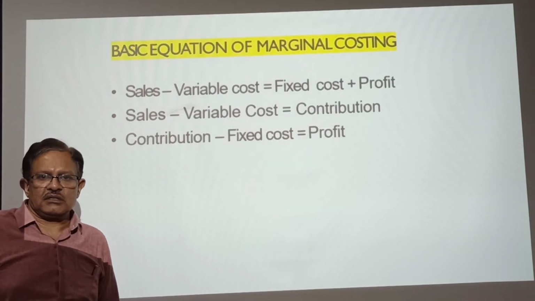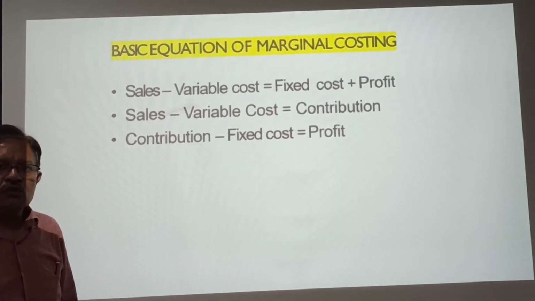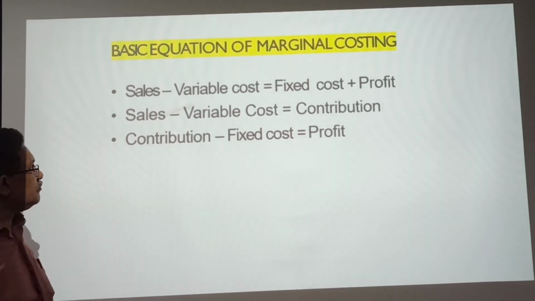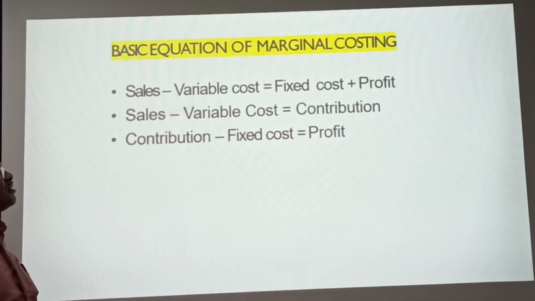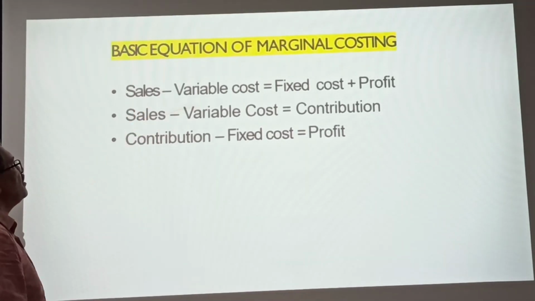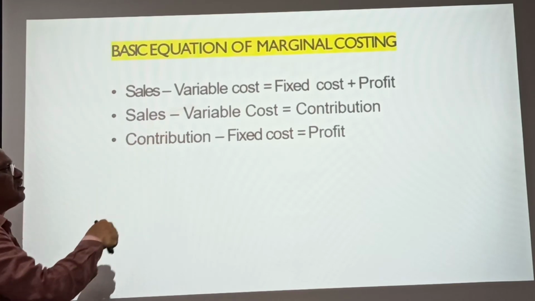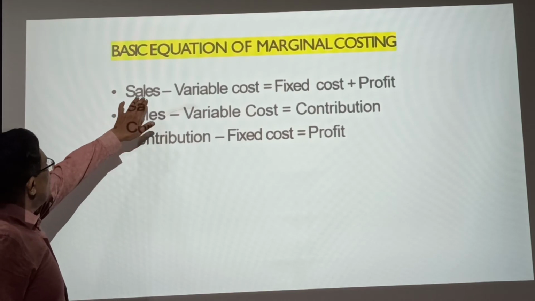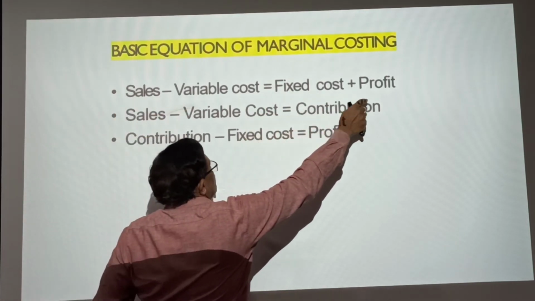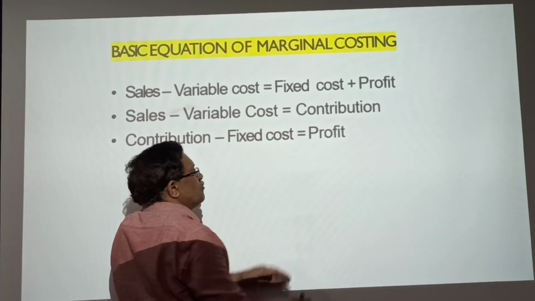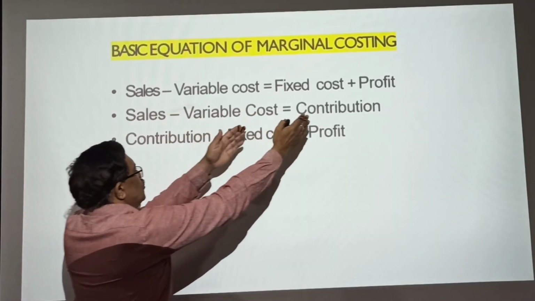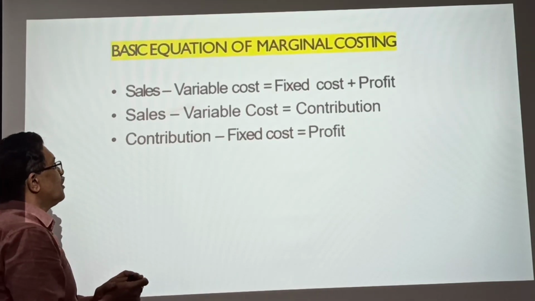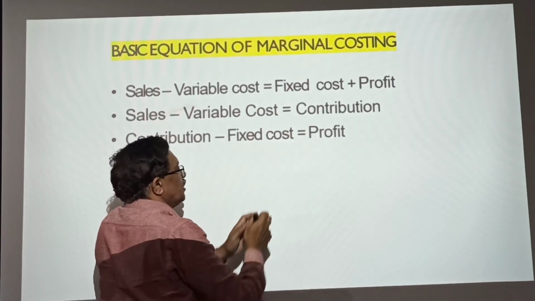This marginal costing has given out one simple equation which is called the marginal costing equation. What does this equation say? The marginal costing equation is nothing but sales minus variable cost is equal to fixed cost plus profit. This fixed cost plus profit is nothing but contribution. S minus V is equal to contribution, or fixed cost plus profit is equal to contribution. Contribution minus fixed cost is going to be the profit.